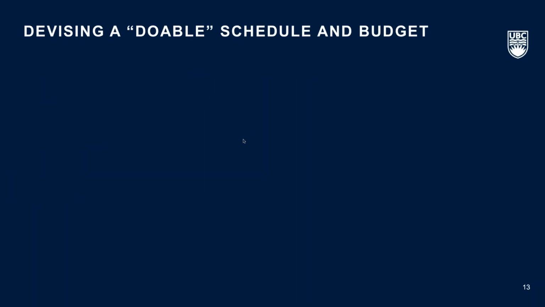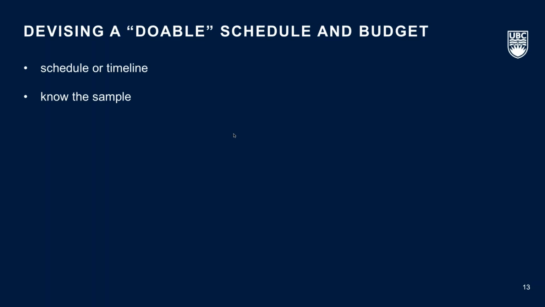Next is devising a doable schedule and budget. I've already said a fair bit about this now. So it's important to have a schedule or time frame, and this is something you want to write out. You want to map it out on a piece of paper. What is your schedule or time frame?